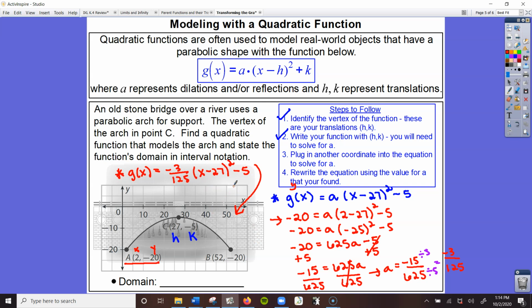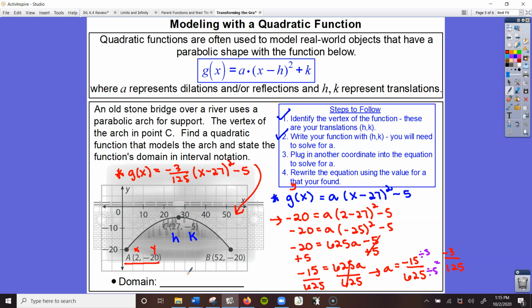And you can look at it and make sure that it matches the transformations that you see on that parabola. We have a negative on the outside, meaning it is a reflection across the x-axis, which is why it's upside down. 3 over 125 would be a fraction, so that's division. This would be a vertical shrink, okay? And you can see that it's kind of like flatter. And then it moved to the right 25, so that's why the h is positive. And it went down 5, meaning my k would be negative.